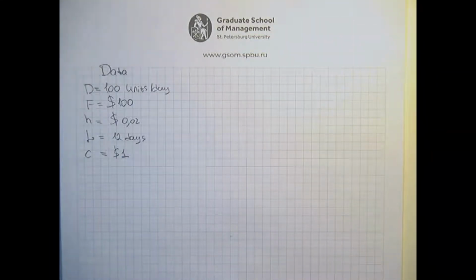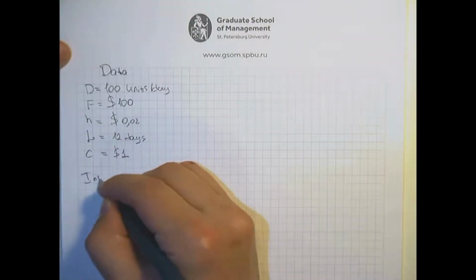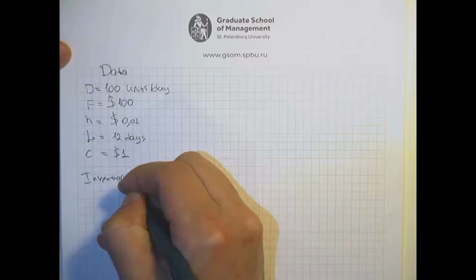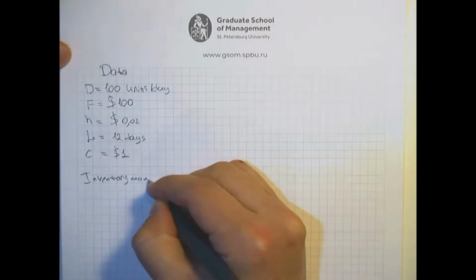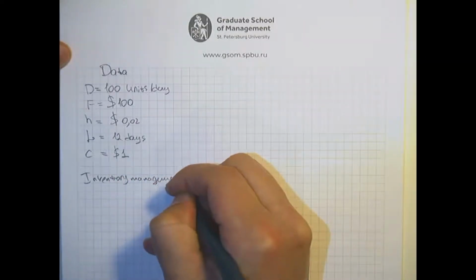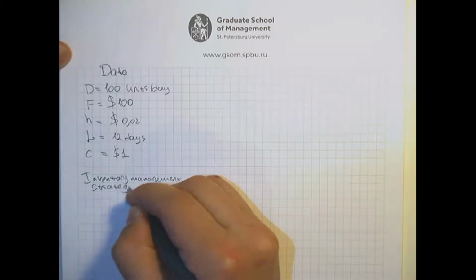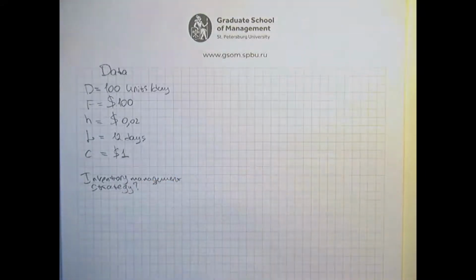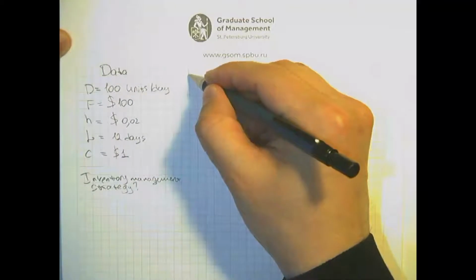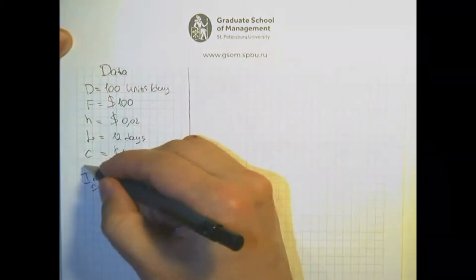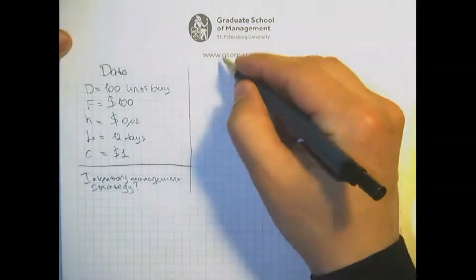The question is, what is the inventory management strategy? It means that we should answer the questions of how much to order and when to make an order. Let's consider the solution.